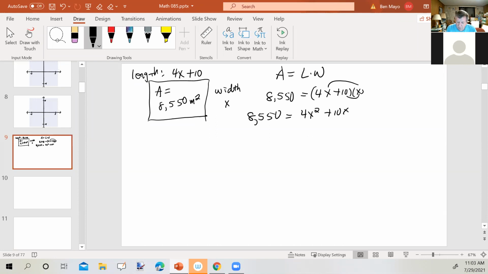We want to put this in standard form. I'm going to move everything to the right so that my leading coefficient, the 4, is going to be positive. So I'm going to subtract 8550 from both sides. So 0 equals 4x squared plus 10x minus 8550. Okay, so everything's even, so I could cut it in half. Do you want to reduce it down or leave it as it is? Your choice.